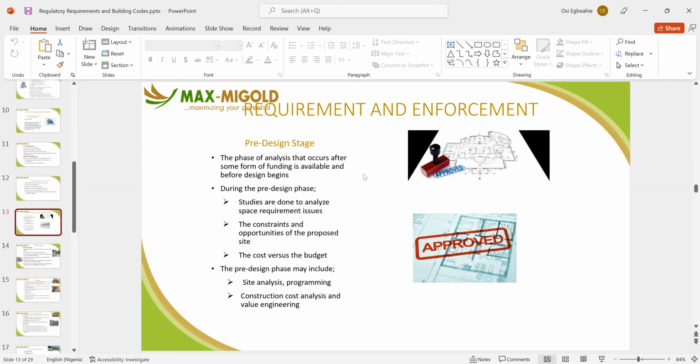During the pre-design stage, studies are done to analyze space requirement issues, the constraints and opportunities of the proposed site, and the costs vis-a-vis the budget. Look at the cost versus the budget. It's very important. The pre-design phase may include site analysis, programming, construction cost analysis, and value engineering. That's before the main design. You do high-level costings, high-level design, high-level considerations, and case studies to ensure that things are done the way they should be done.